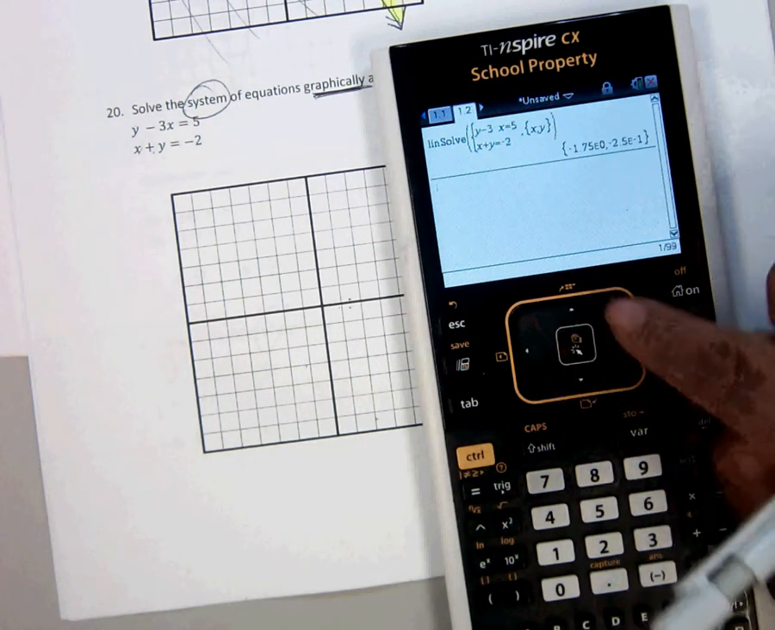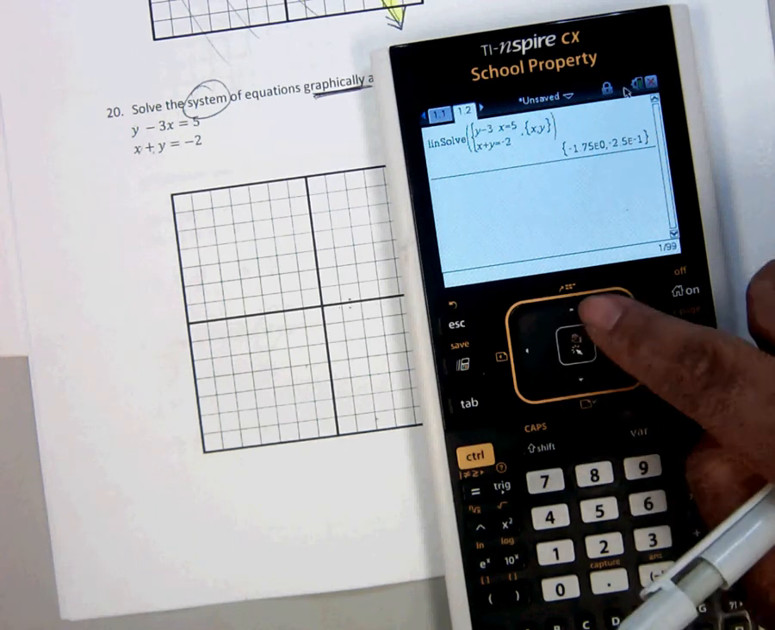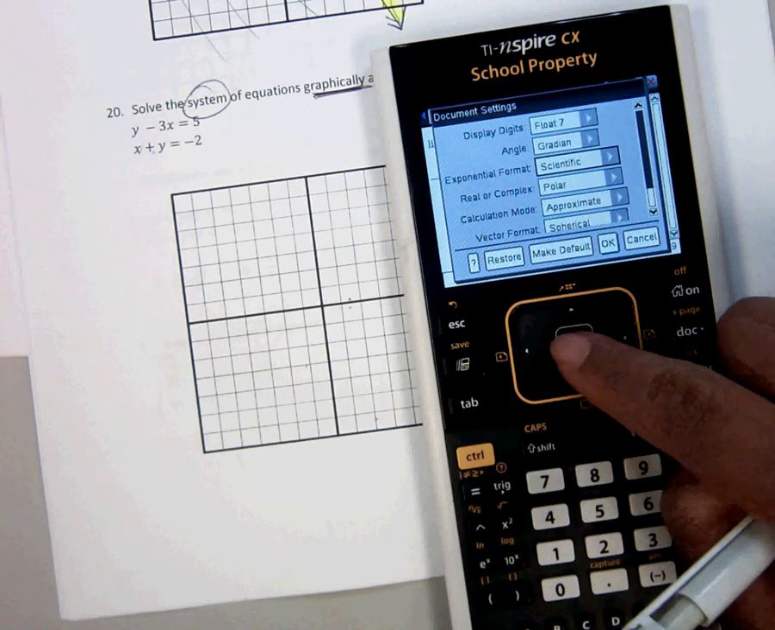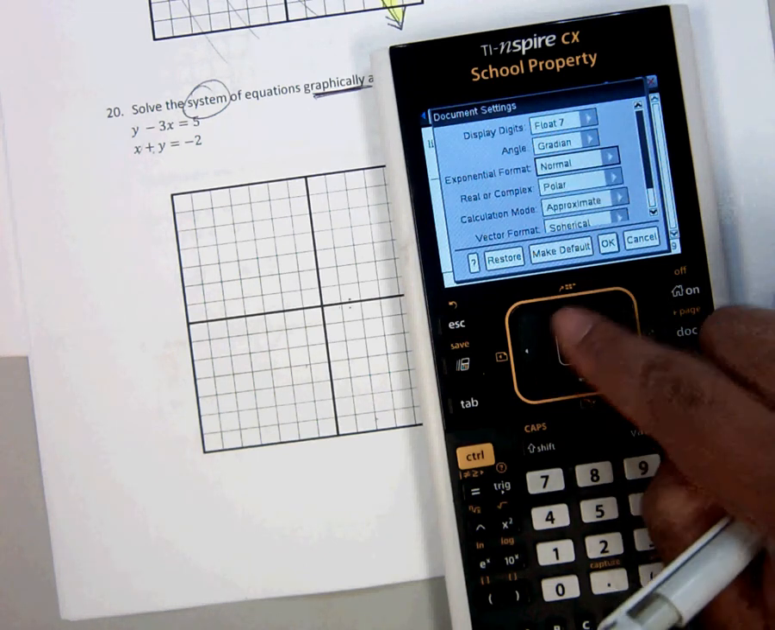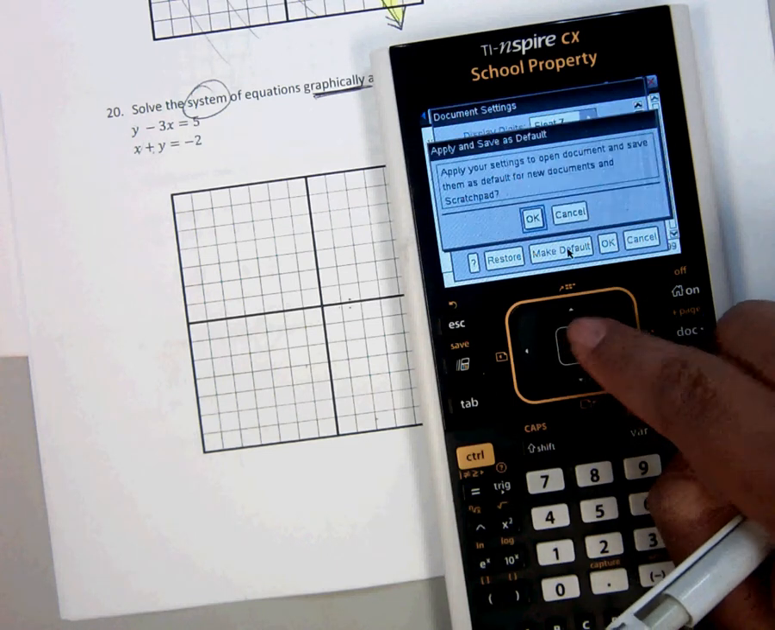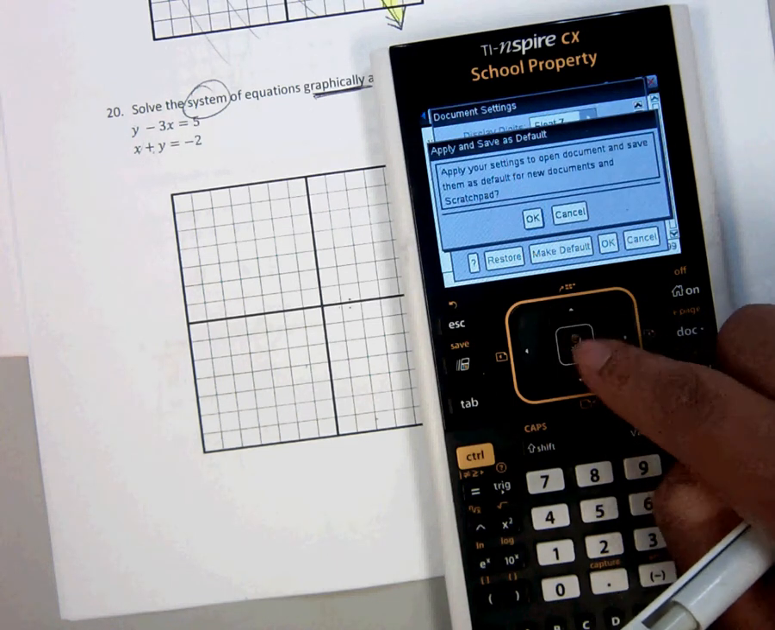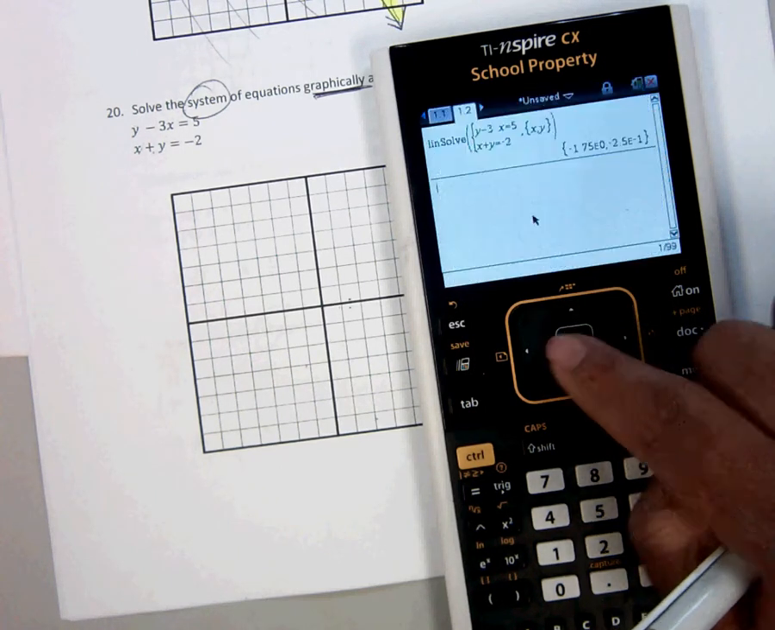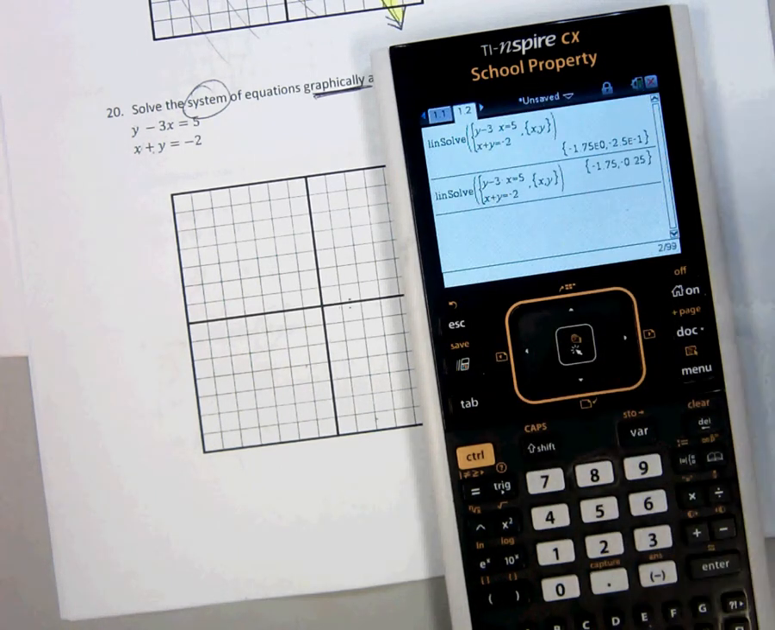And again, I guess I need to make this a default on here because it keeps going back. Ignore this part. I just don't want to start the video over. The calculator keeps going back to scientific notation settings. I don't know why.